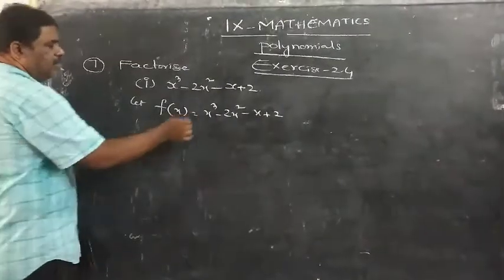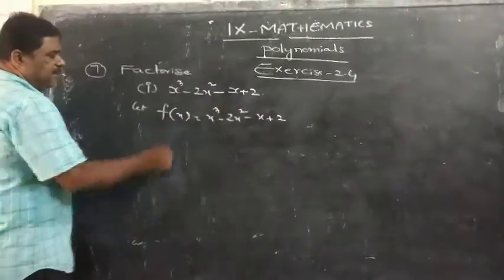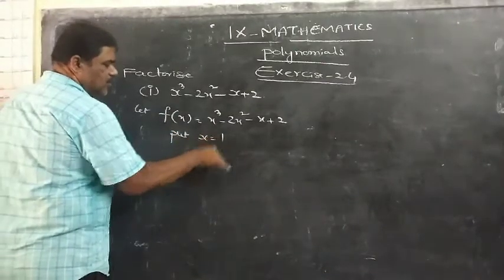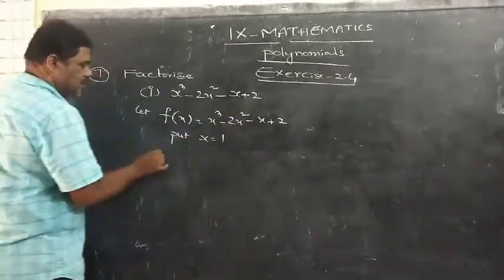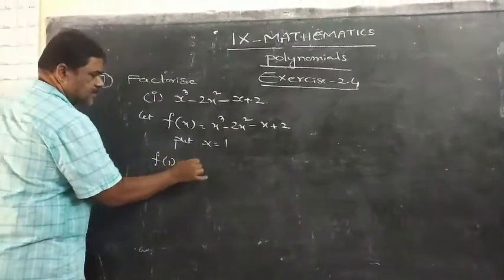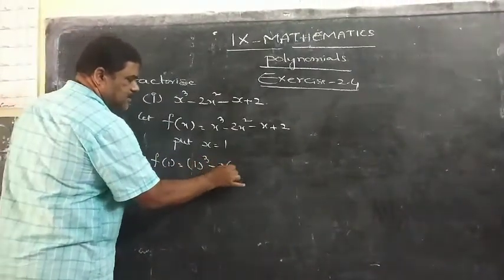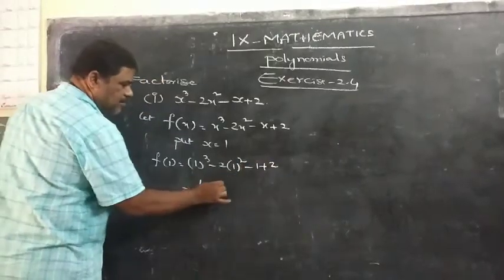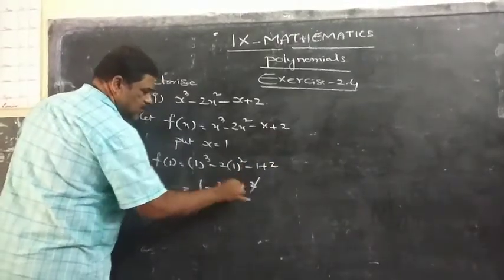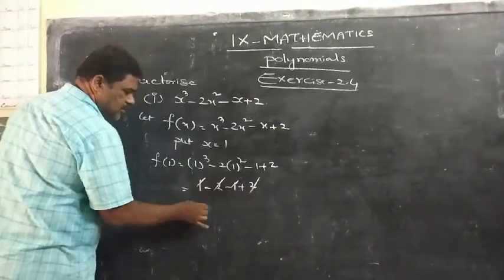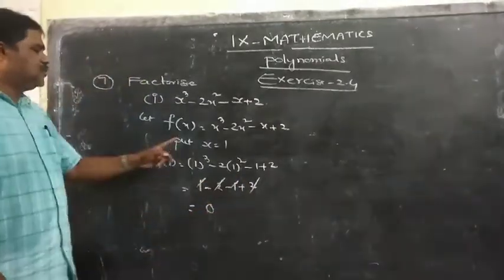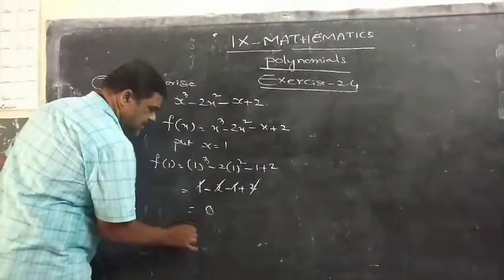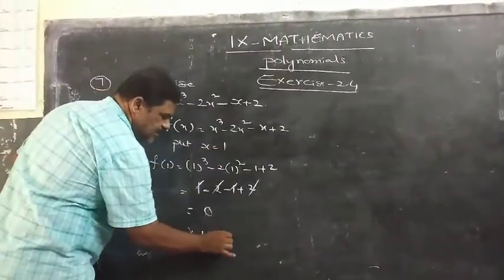One factor we have to find by the trial and error method. In the trial and error method, first we have to try with x is equal to 1. Put x is equal to 1 in this: 1 cube minus 2 into 1 square minus 1 plus 2, that is 1 minus 2 minus 1 plus 2. So we get 0. On substituting x is equal to 1, if you get 0 as the answer, that means x minus 1 is a factor.